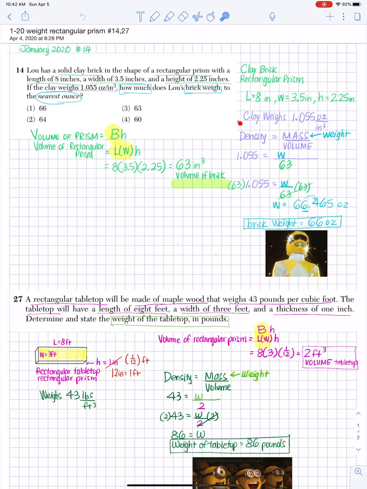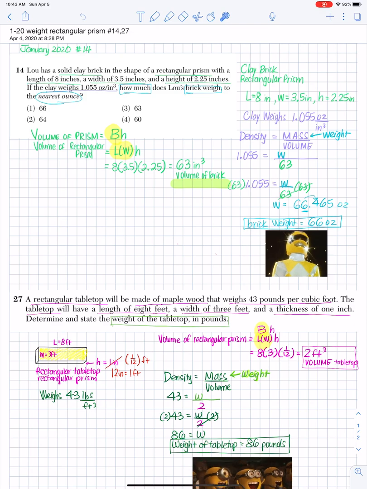This really means density. So when it's in ounce per cubic inch, they mean density. So you need to remember the density formula. Once again, density is mass over volume. Mass is another word for weight. So we're going to plug in the clay's density, and that was 1.055. We copy down W for weight because that's the whole point of the problem. And then we need volume.